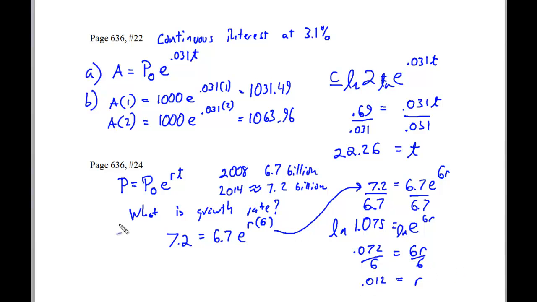But since the question is what is the growth rate, we really should put this back into a percentage. So the growth rate of this problem, or GR if you want to abbreviate it, is going to be 1.2%. So that's moving the decimal 2 spaces to the right.